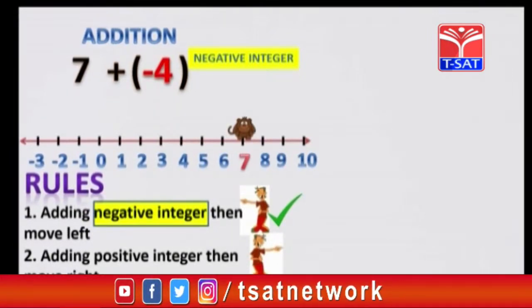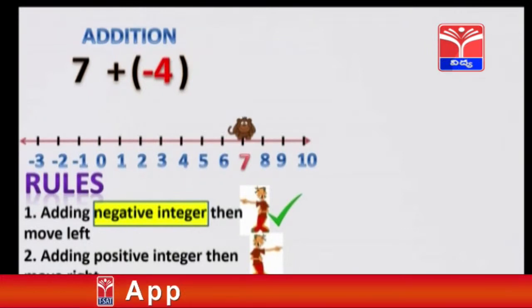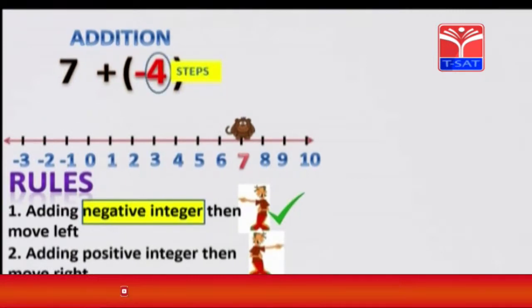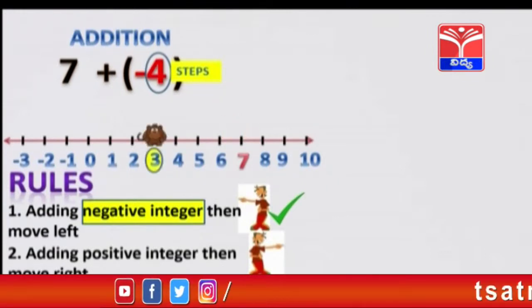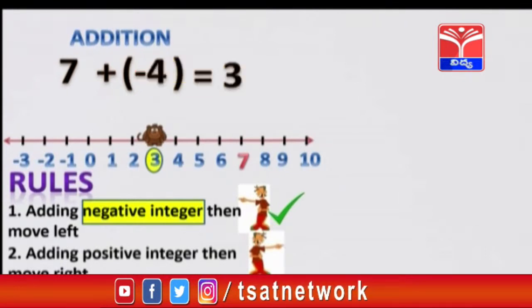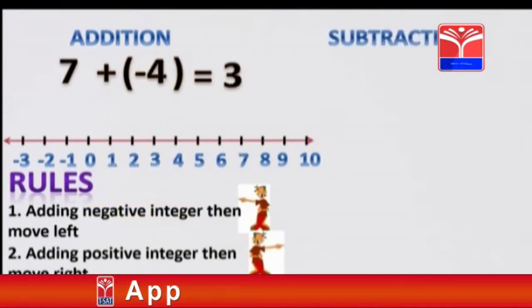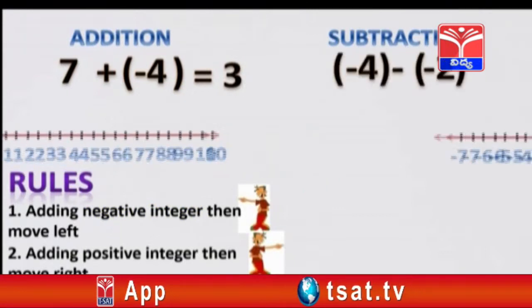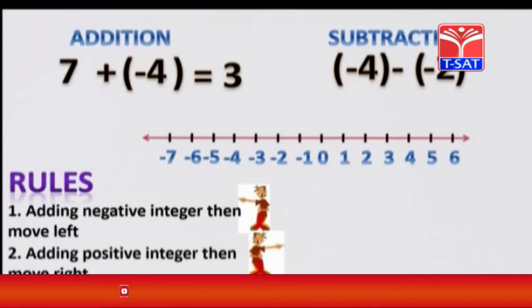So tell our monkey to go to its left side. Wait. The direction is fixed, okay. But how many steps should it go on the left side? As this is 4, the monkey has to move towards its left side 4 steps. Thus it reaches the digit 3. 3 is the answer. Let us look at a subtraction problem.